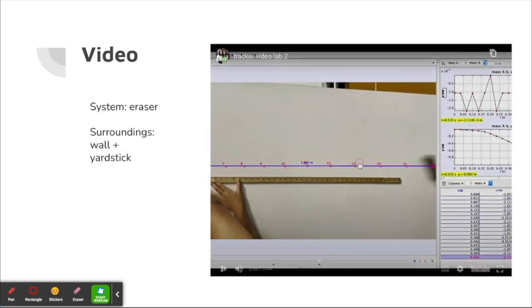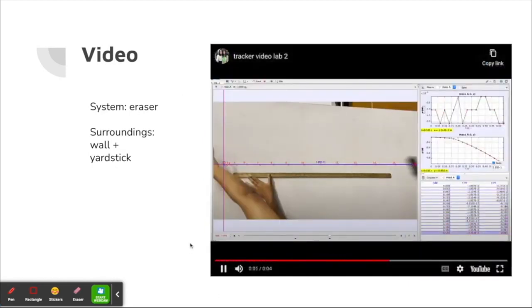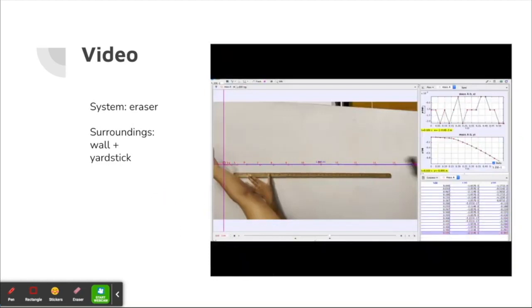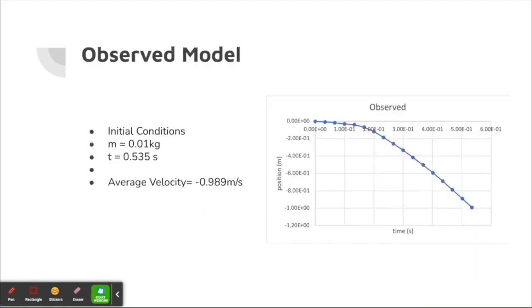So here is my video in Tracker. As you can see, the system is the eraser and the surroundings are the wall and yardstick. This is the observed model. The initial conditions are the mass 0.01 kilograms and time 0.535 seconds, and average velocity, which is negative 0.989 meters per second.